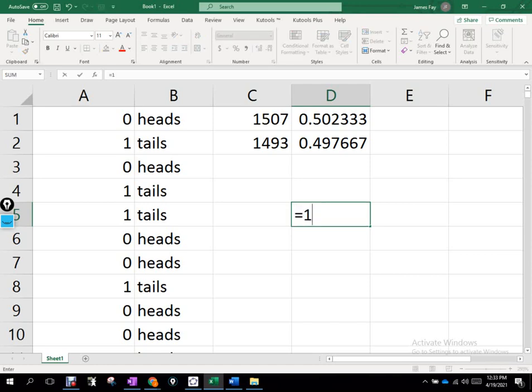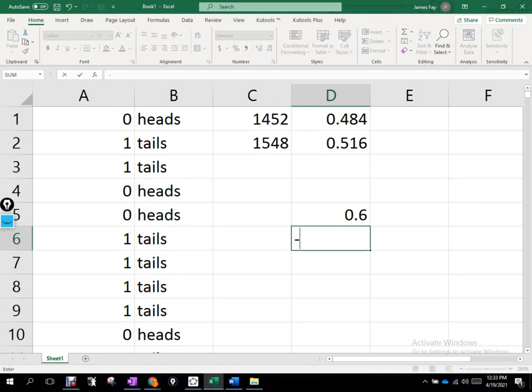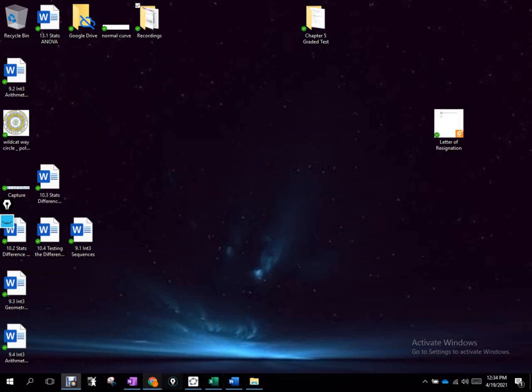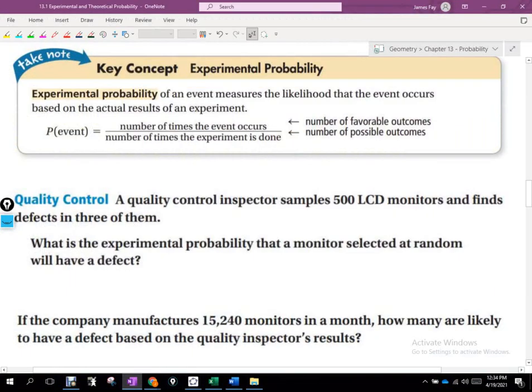If I take 12 divided by 20 and 8 divided by 20, you see that those are further off from being 50-50, right? Because 20 is a small sample space. But if I have 3,000, that sample space is much greater. So we call that the law of large numbers, which means the more that you do an experiment, the probability starts to match up with what we call theoretical probability.